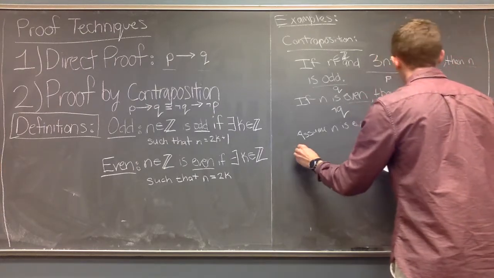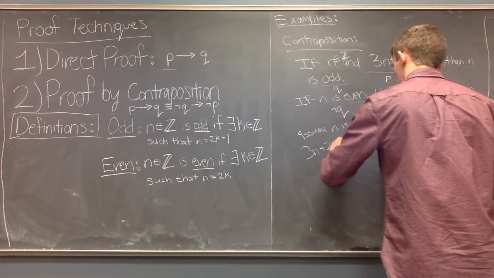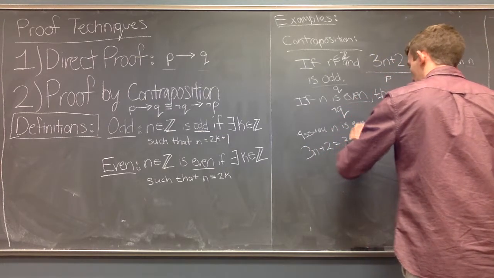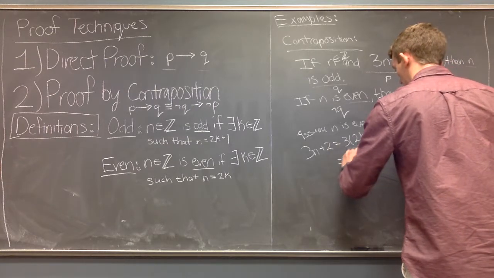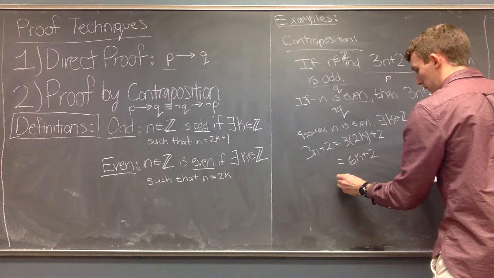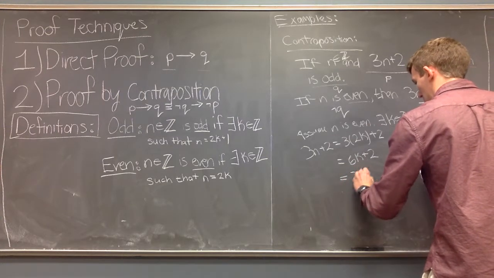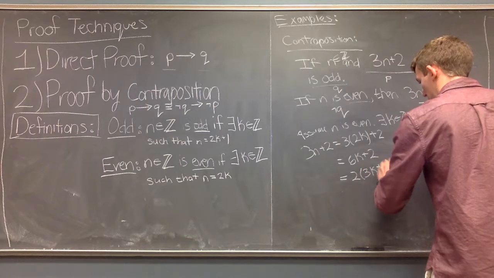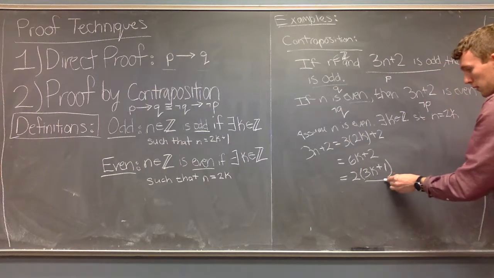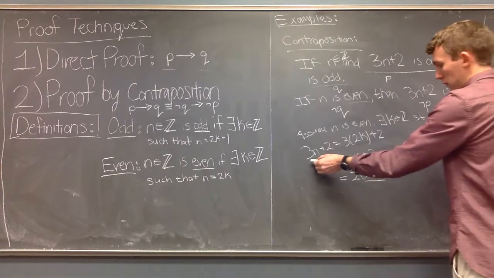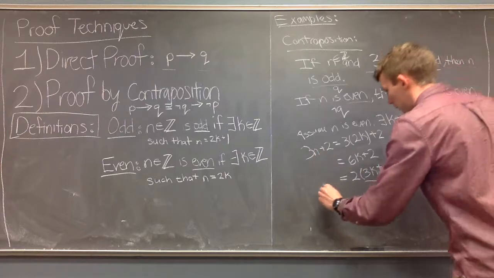So what does this mean about 3n plus 2? 3n plus 2 is equal to 3 times the quantity 2k, plus 2. And this is 6k plus 2. These have a common factor of 2. So this is equal to 2 times 3k plus 1. Now, since k is an integer, 3k plus 1 is definitely an integer. So 3n plus 2 is of the form 2 times some integer. So this means 3n plus 2 is even.